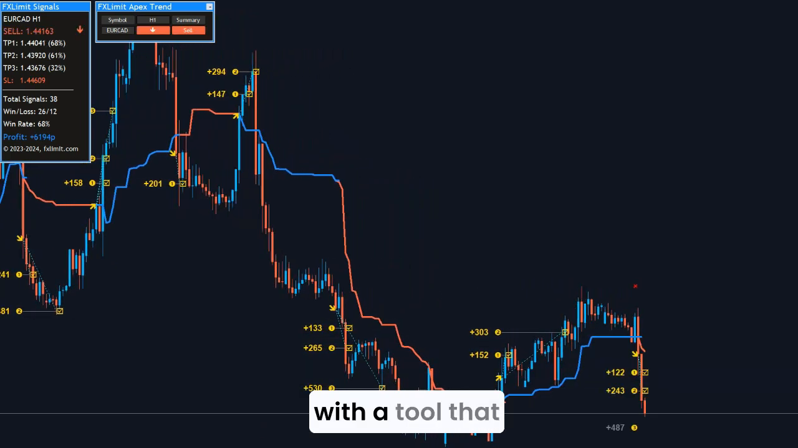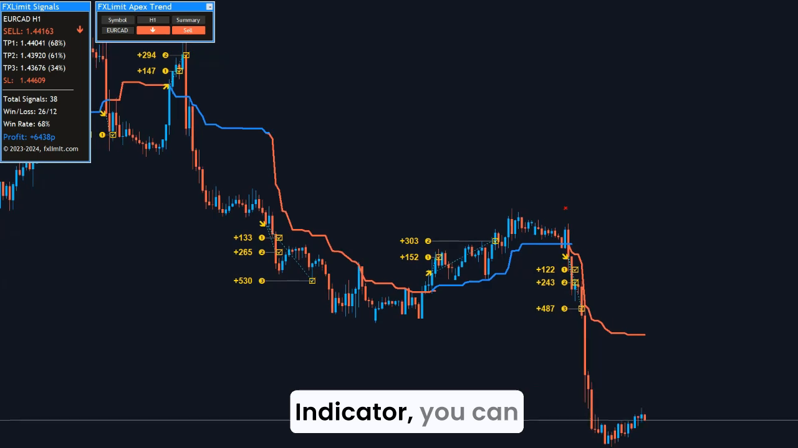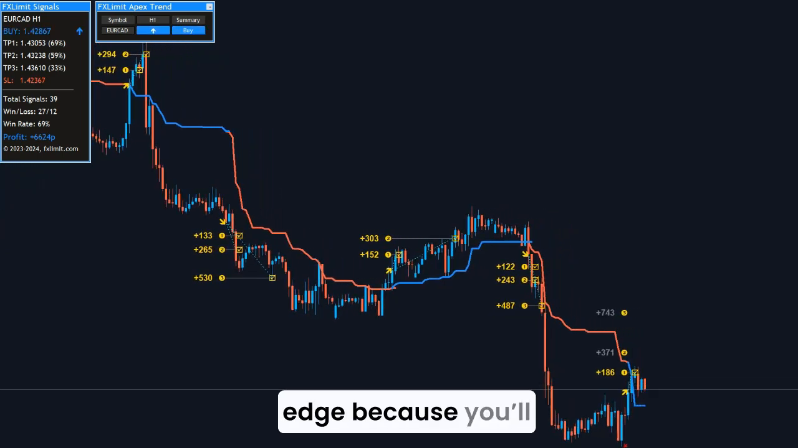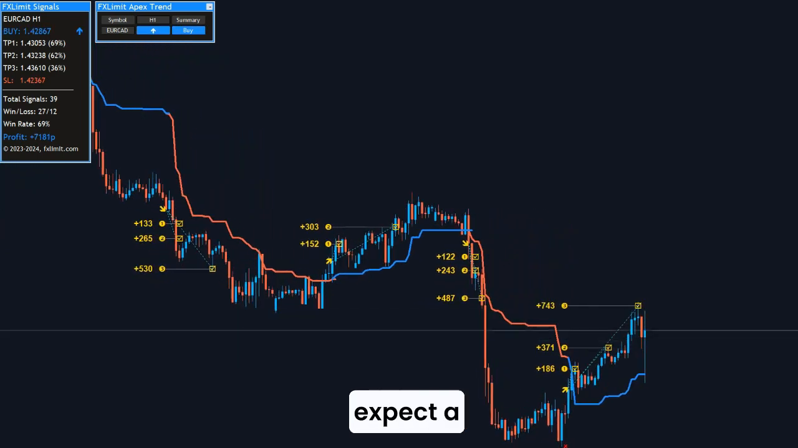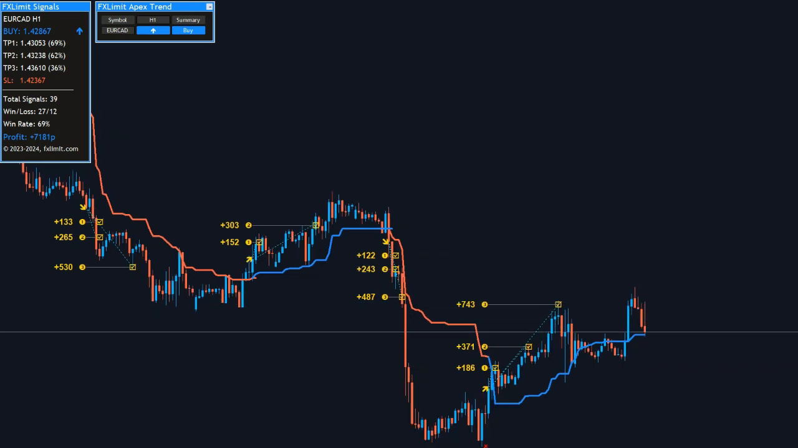If you combine this with a tool that highlights strong trends, like the Apex Trend Indicator, you can have an even sharper edge because you'll know whether to expect a continuation or a reversal once those zones are tapped.